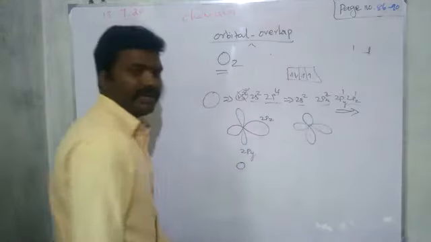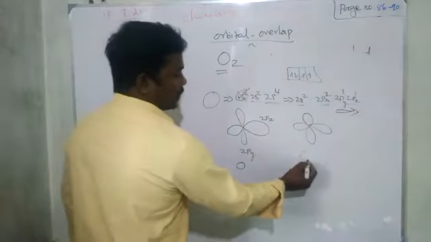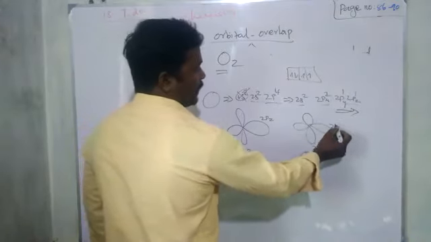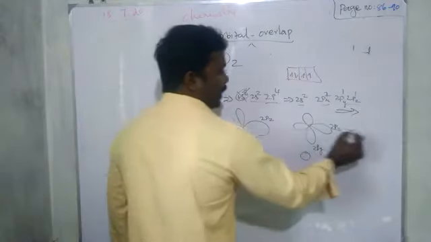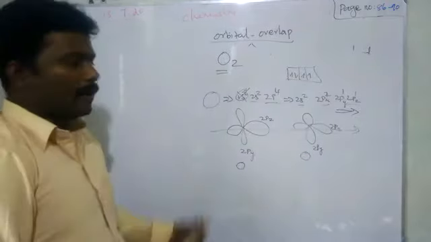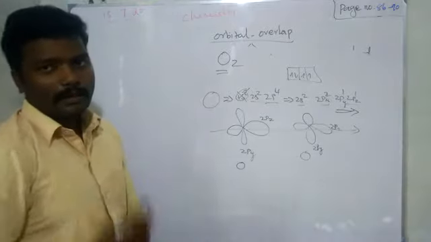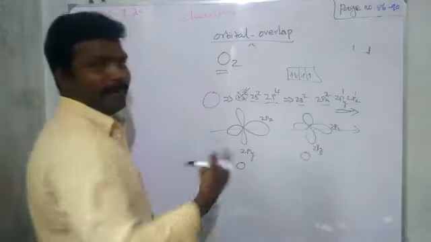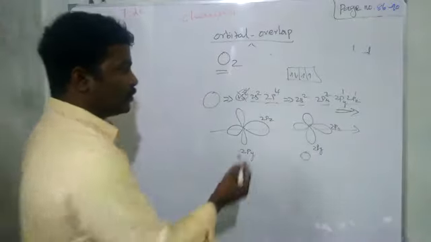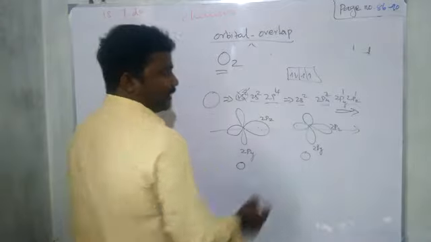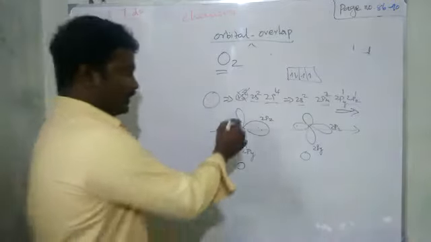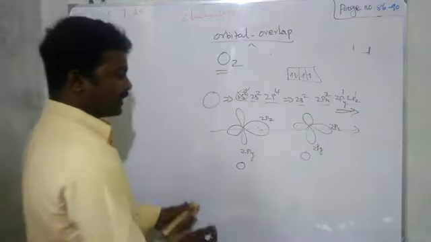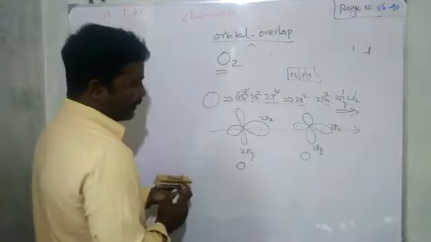Two orbitals are waiting for overlapping: oxygen 2py, 2pz. Now if you draw the molecular oxygen, which orbitals are present along the molecular axis? The 2pz orbital only, but 2py is perpendicular to the molecular axis. So this 2pz orbital will undergo head-on overlap, and these 2py orbitals undergo sideways overlap. We will get one sigma bond as well as one pi bond.